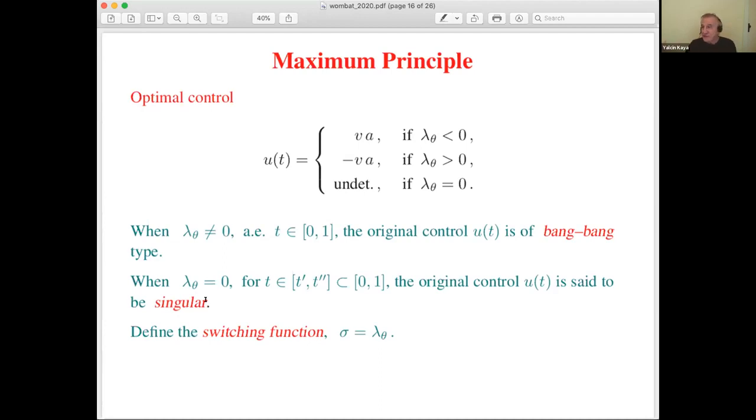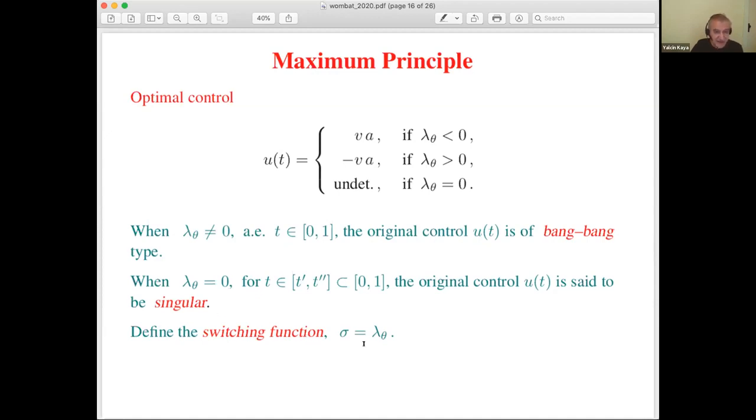How do you find it? Sometimes you can recover what this singular control is, or you can write down the conditions which it has to satisfy. The first observation is that if lambda theta is equal to 0 in an interval, then all the derivatives of lambda theta are also going to be equal to 0 in the same interval, because it's a 0 function in that interval.